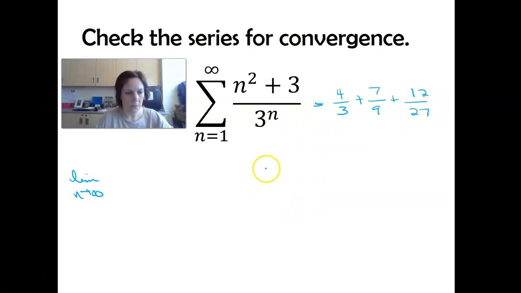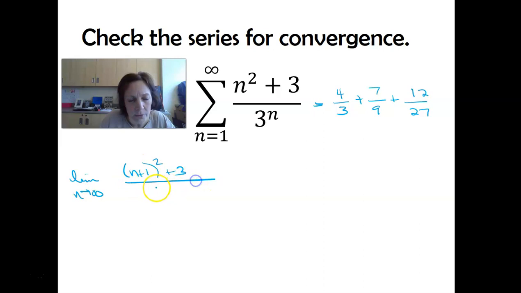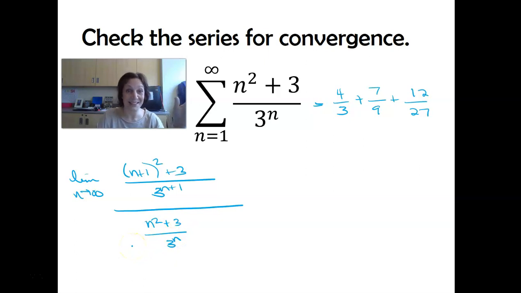So I need n plus 1 squared plus 3 over 3 to the n plus 1. That's my n plus 1th term. And then that has to be all over the nth term, which is just this. It was given to us: n squared plus 3 over 3 to the n. Now, that looks like a lot. I get it. By the way, technically, because we're not allowed to have any negative terms in the rectangle, there are technically absolute values around this.